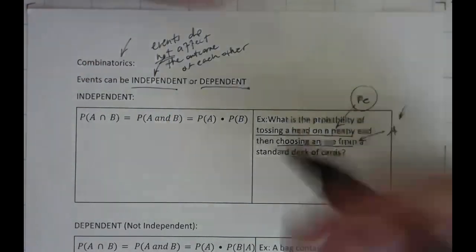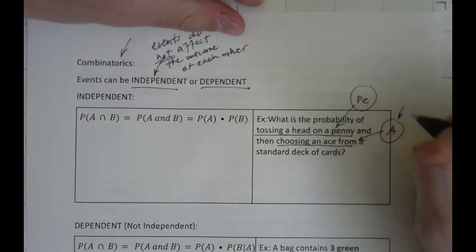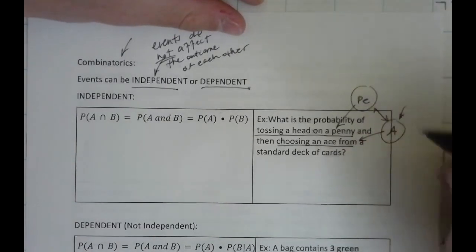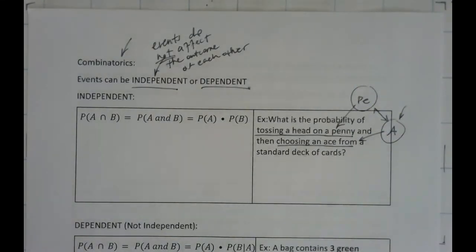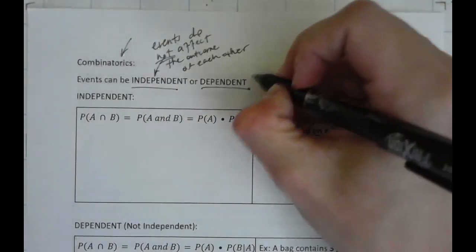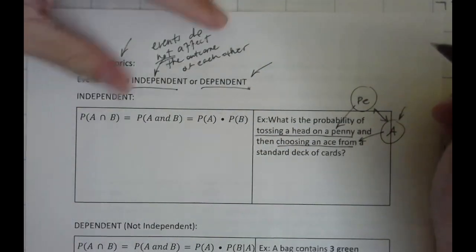Your chance of drawing an ace is always the same, right? These are independent events. It doesn't matter what you get on the flip, or if you draw an ace or not. The probability of those doesn't change. They're independent of one another, totally unrelated. Dependent events, we'll talk about them more in a second, but they're the opposite. All right, so let's get into independent first.